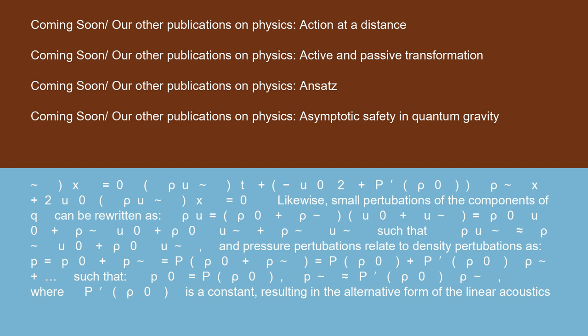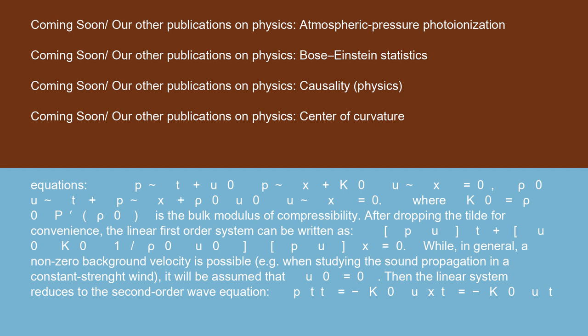And pressure perturbations relate to density perturbations as p equals p0 plus p̃ equals p(rho0 plus rhõ) equals p(rho0) plus p'(rho0) rhõ plus higher-order terms, such that p0 equals p(rho0) and p̃ is almost equal to p'(rho0) rhõ, where p'(rho0) is a constant, resulting in the alternative form of the linear acoustics equations: p̃_t plus u0 p̃_x plus K0 ũ_x equals 0, rho0 ũ_t plus p̃_x plus rho0 u0 ũ_x equals 0, where K0 equals rho0 p'(rho0) is the bulk modulus of compressibility.